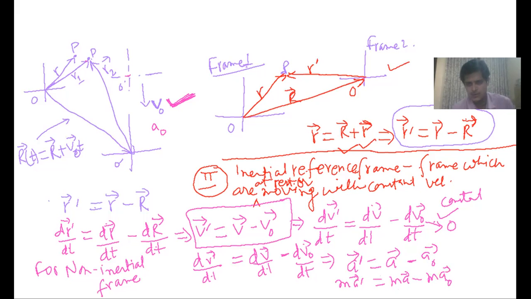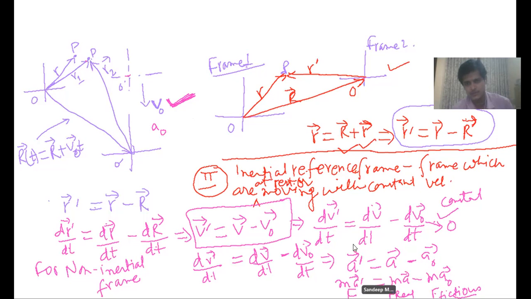Now this is called real force. This will be F real, and this will be F fictitious. This is the fictitious force, and this will be the real force because my particle is in the first frame only, where the forces are actually being applied, and we are measuring from the second frame. So this is the fictitious force, and this is the force on the particle with respect to the second frame. Okay.